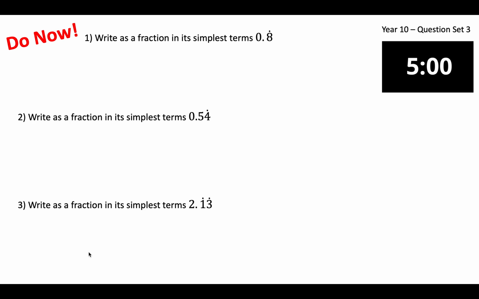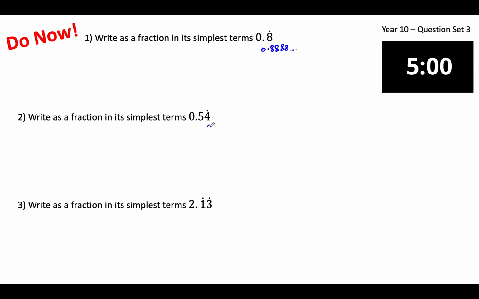Hi there, do now number 3. And we're going to do a little bit of practicing of putting recurring decimals into fractions in their simplest form as well. Now, the little dot above here means it's recurring, so remember, this number is really 0.8888, etc, etc, etc, forever.